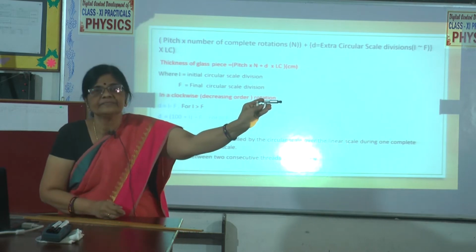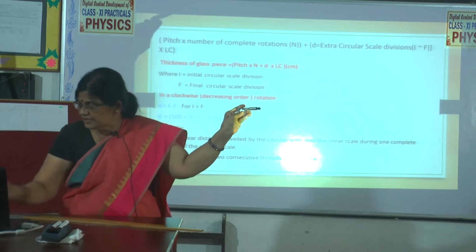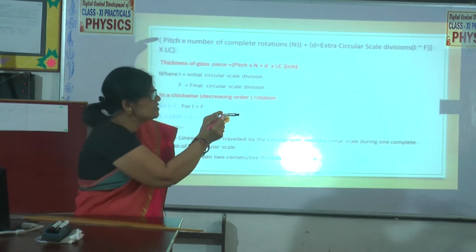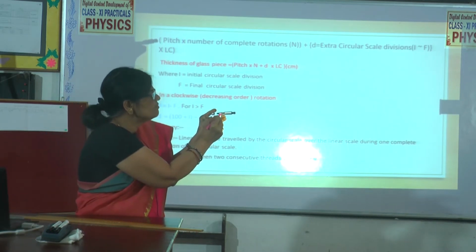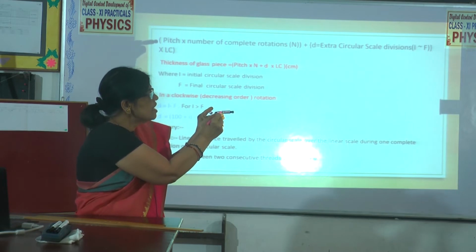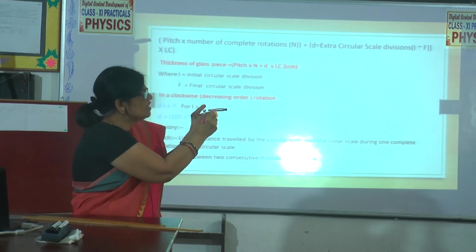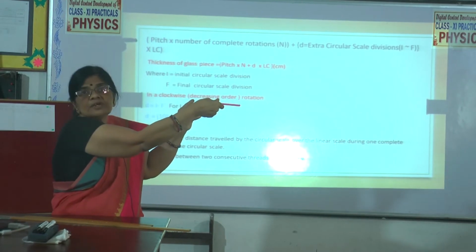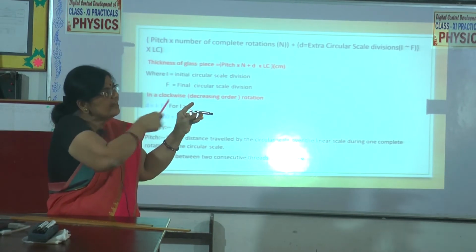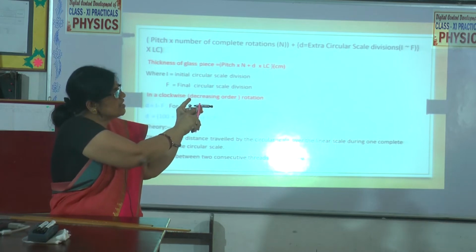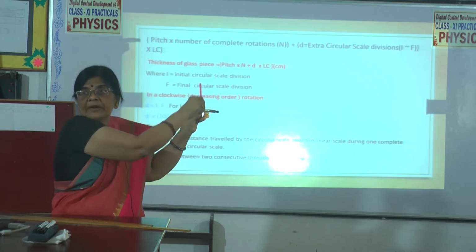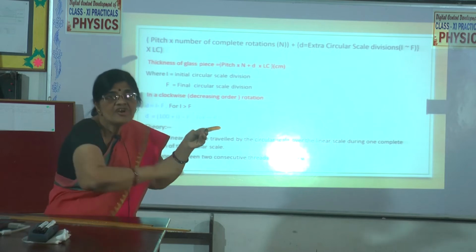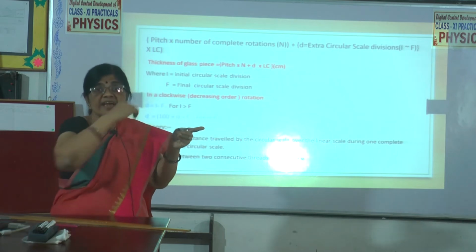Like this. The 0 of the circular scale is coinciding with the lateral line. This is the 10th division of the linear scale, which is perpendicular. This is the 10th division and this is the 0. This is on the lateral line, the 10th division of the linear scale is here and there is a 0 here, perpendicular to it. Now give 10 complete rotations.